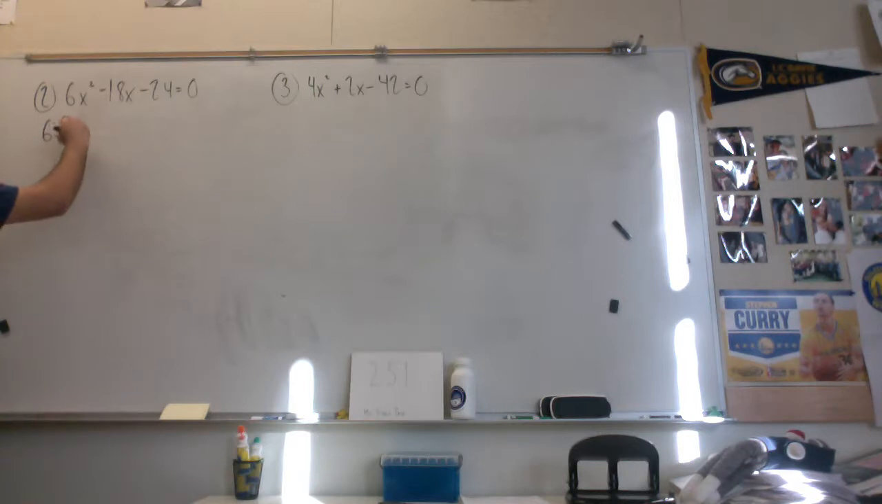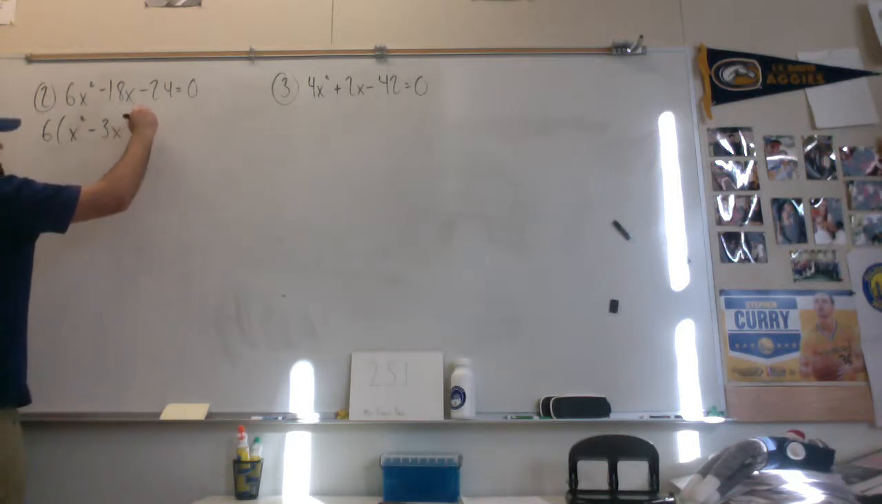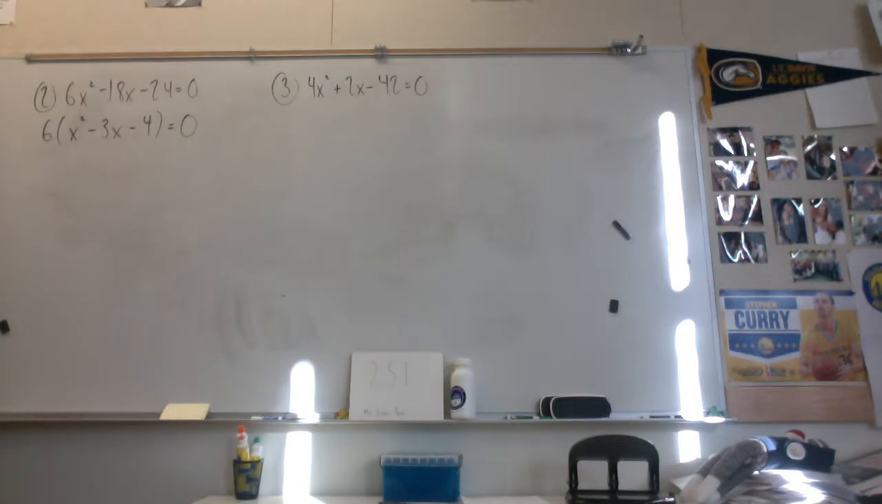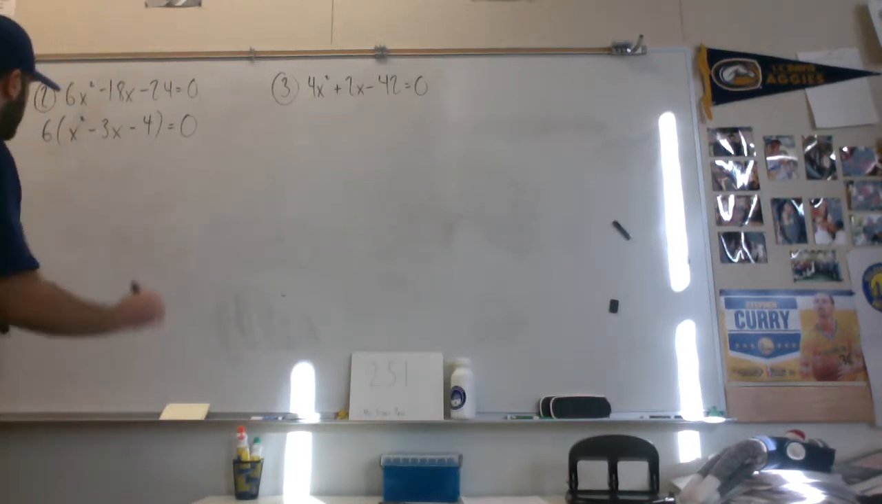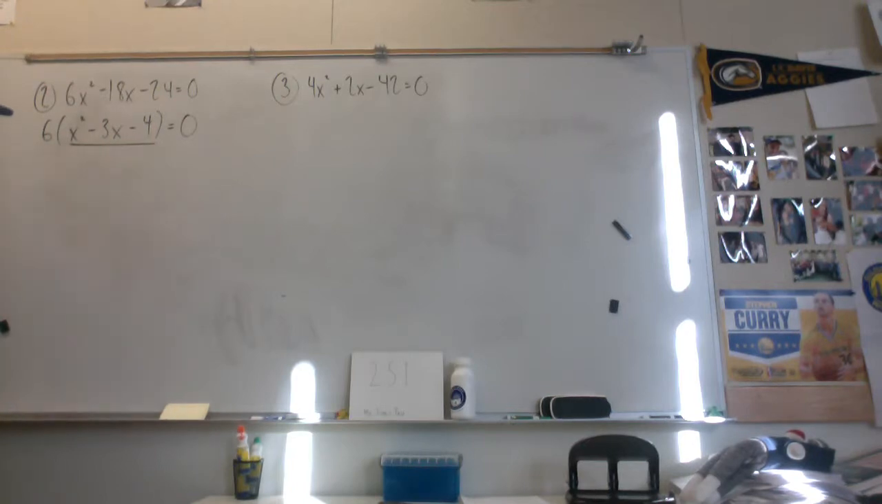6 times x squared would make 6x squared. 6 times negative 3x would make negative 18x. And 6 times negative 4 would make negative 24. And it equals 0. Now here we have this quadratic equation where the a value is 1. So we've learned that we only need to use the x method to figure out how to factor this.